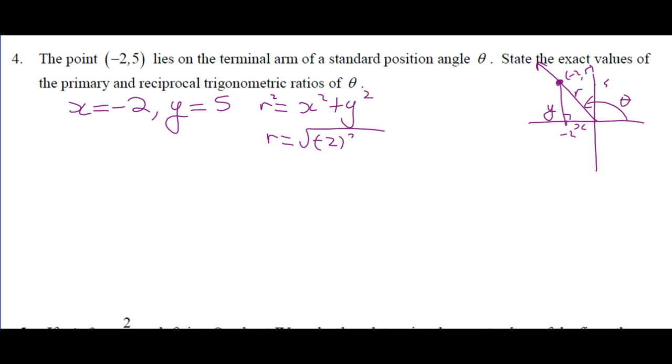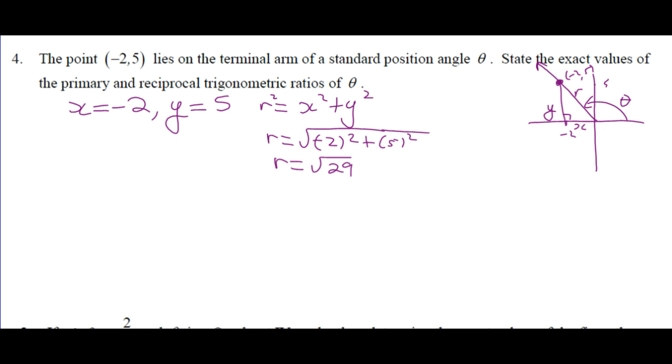negative 2 quantity squared. So no matter what X and Y are, when they're squared, they're going to become positive. Okay? So if you're working out R, and you know that R is the longest side, it has to be larger than either of the other sides, right? So you can't have any negatives sitting under here. Plus 5 squared. So R is equal to the square root of 29.